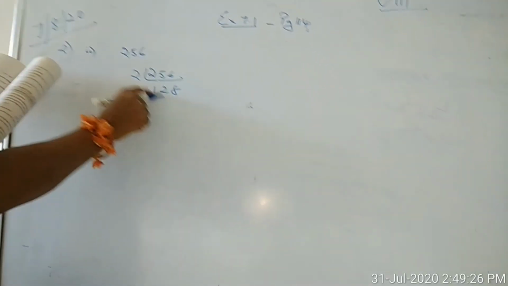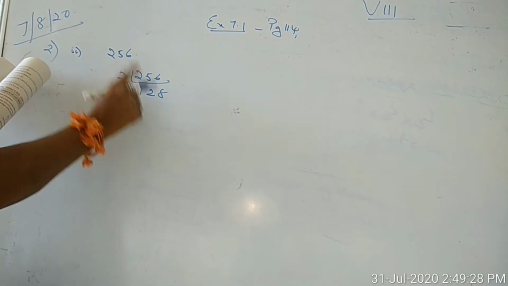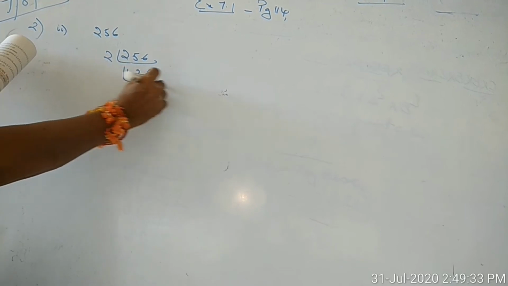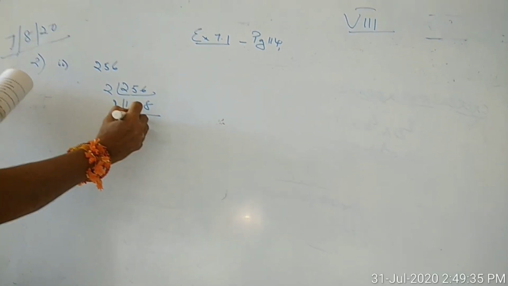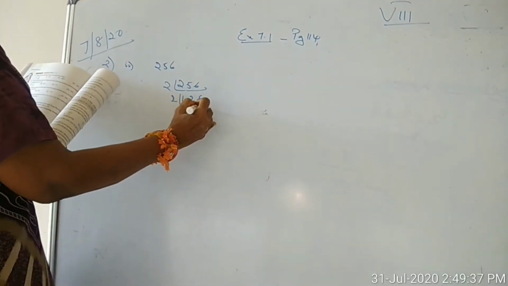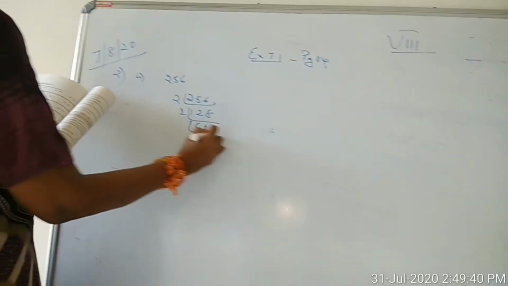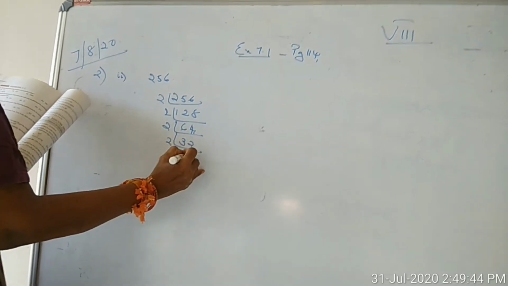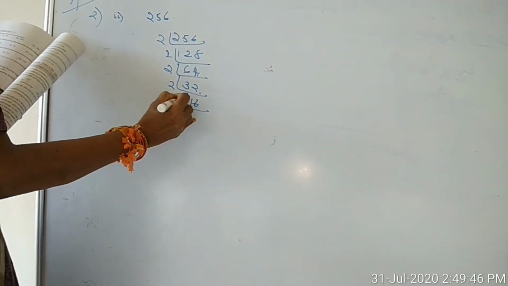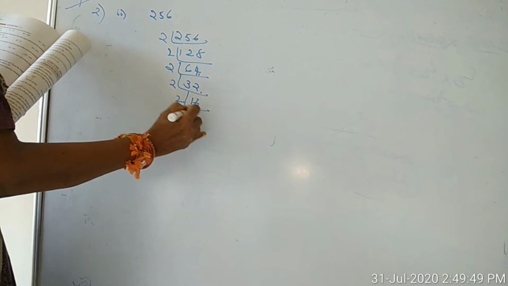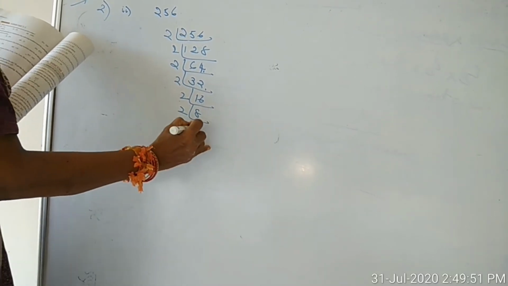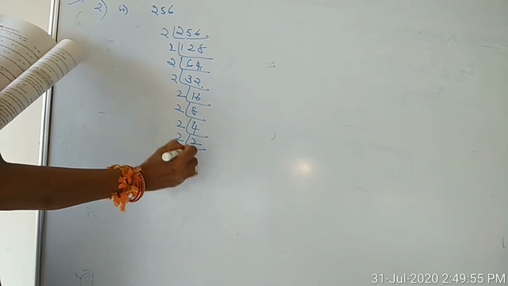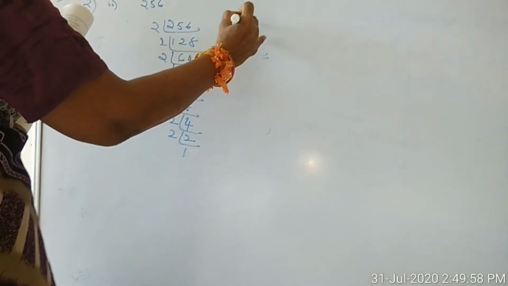2 divides 2, 1 time. 2 divides 5, 2 times. Remainder 1. 2 divides 16, 8 times. 2 divides 12, 6 times. 2 divides 8, 4 times. 2 divides 64, 32 times. 2 divides 32, 16 times. 2 divides 16, 8 times. 2 divides 8, 4 times. 2 divides 4, 2 times, and 2 divides 2, 1 time.